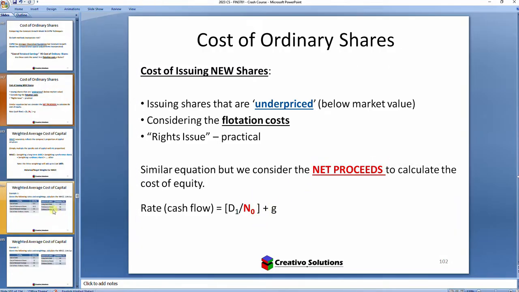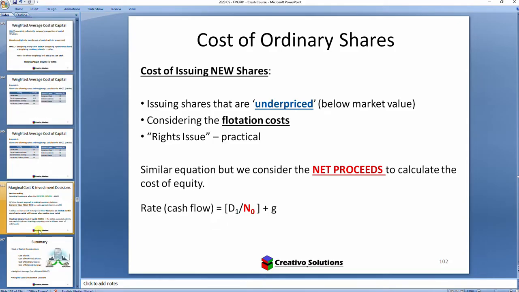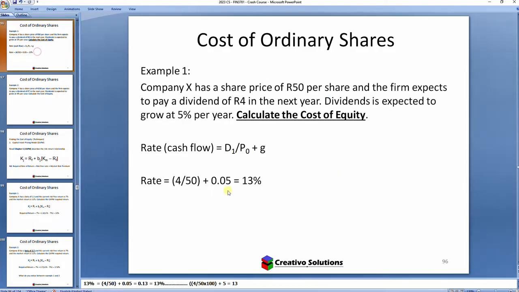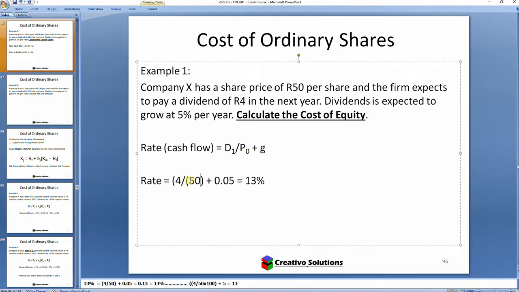To show that, I think I have an example here. Did I? No, I didn't. But there are examples where you just subtract. Let me go back to one of these ones. Here, let's assume I issued ordinary shares, but there was a price, and this was a new issue. Then I would just minus possible flotation costs. And if there are no costs, then I would say 0. But it's up to you. You can decide. It's a discussion point.